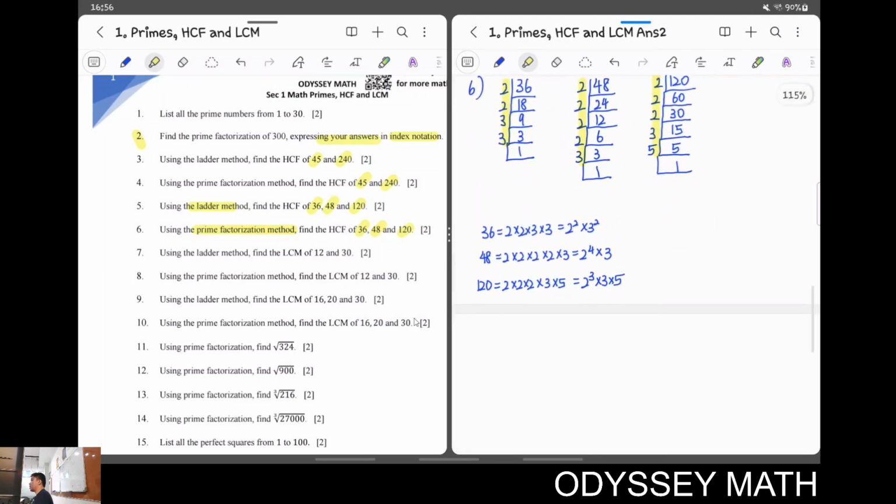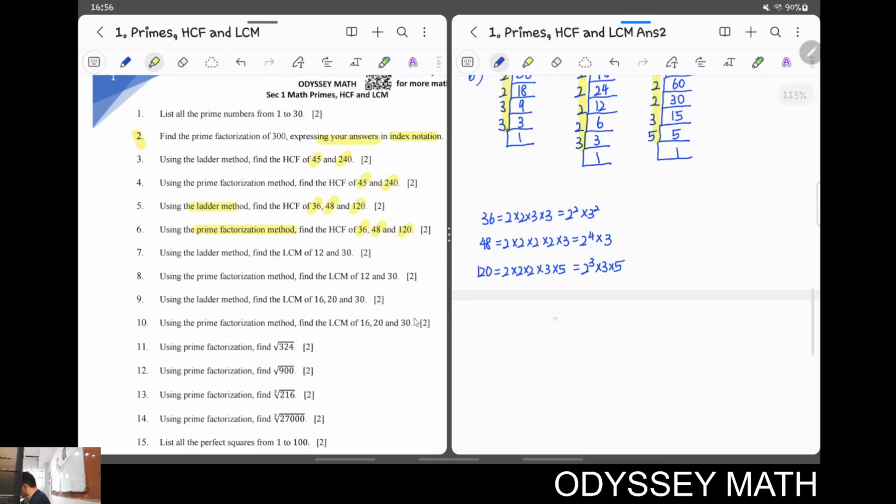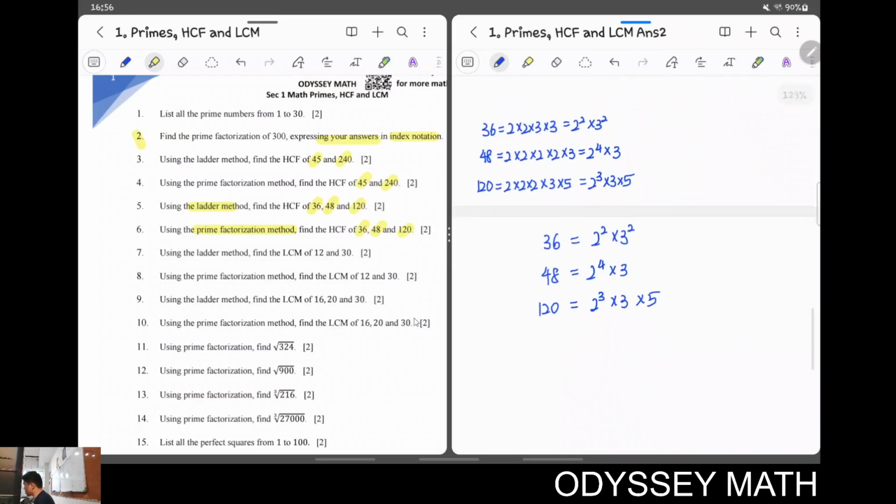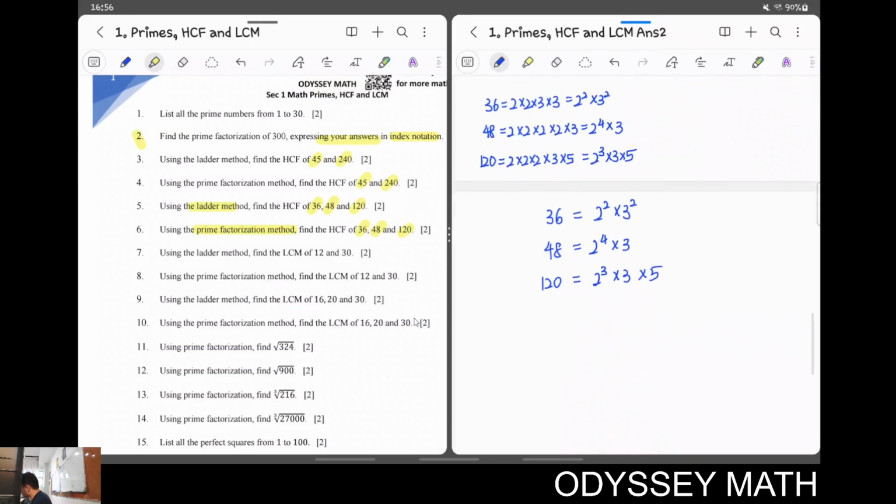Once you have done that, we are going to align all the bases. So 36 is 2 to the power 2 times 3 to the power 2. 48 equals 2 to the power 4 times 3. 120 equals 2 to the power 3 times 3 times 5. For this type of question, remember what I told you? For HCF, I'm going to repeat it for you again. For HCF, common base, take lowest.